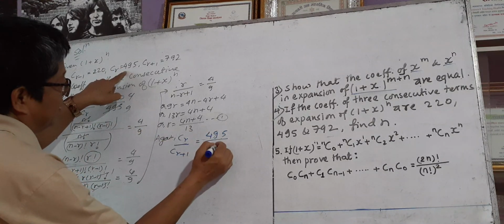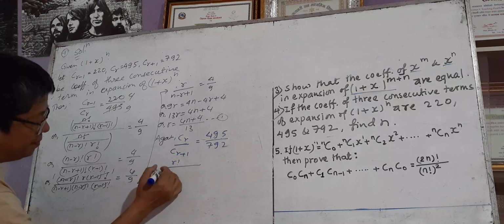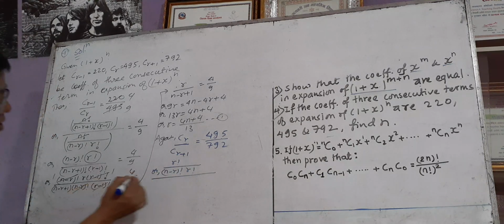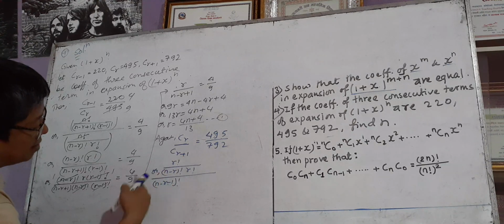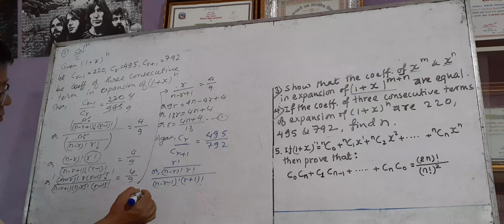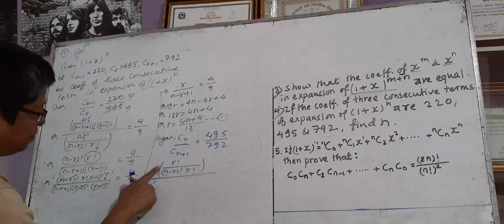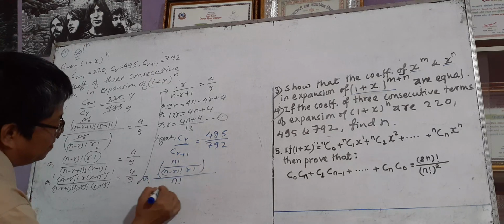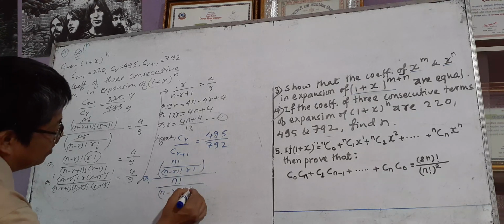495 divided by 792, and similarly nC r is n factorial by (n minus r) factorial times r factorial, and for r plus 1 it is n minus (r plus 1), that is n minus r minus 1, and (r plus 1) factorial. This is the numerator, and in the denominator, n factorial by (n minus r minus 1) factorial times (r plus 1) factorial.